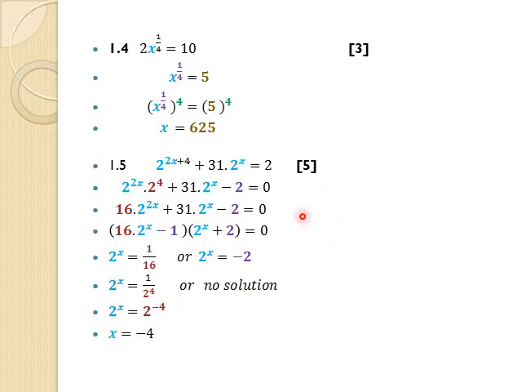So for 5 marks here, 1 mark for writing the equation in standard form, 1 mark for factorization, 1 mark here for writing the base the same, another mark for no solution, the last mark there, x equal negative 4. Right, now let's look at the set of surds and solve them.